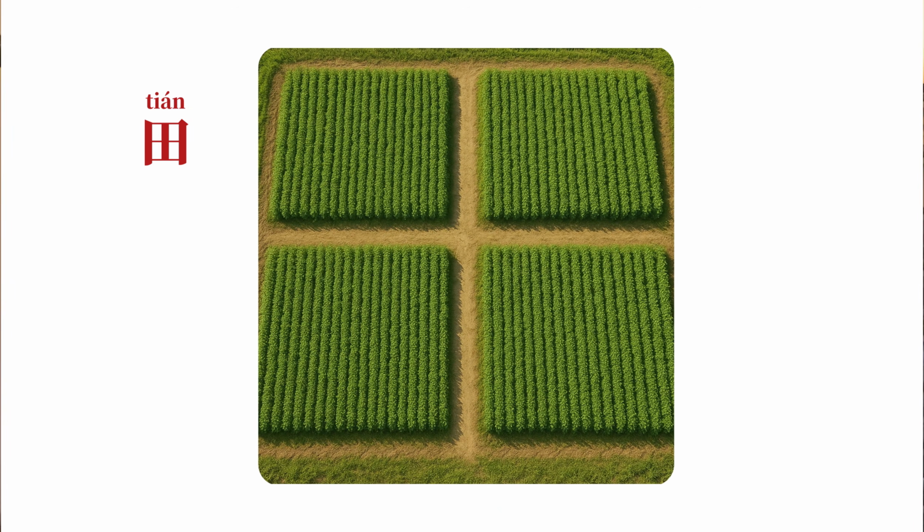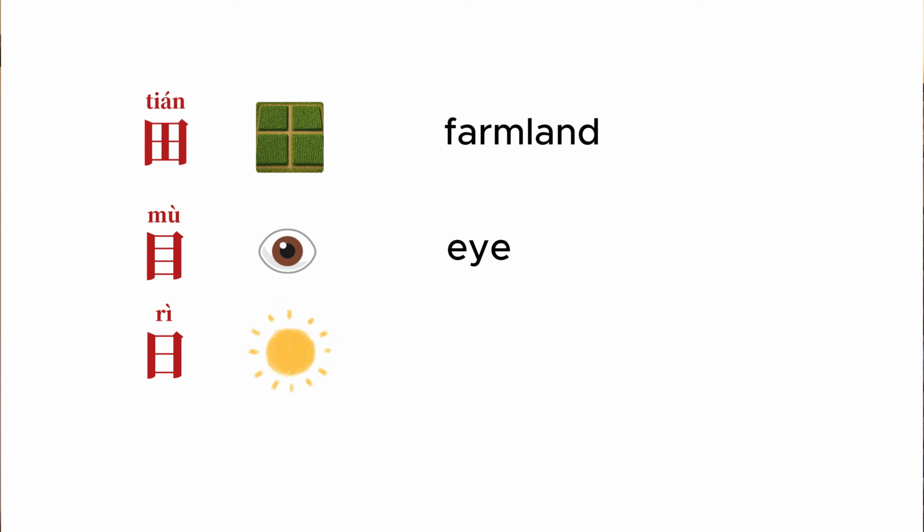Okay, next move to next group. Tian, it means field, farmland, and often symbolizes agriculture. Mu, it's a photograph of an eye. And by extension, it also refers to viewing, focus, or even items in a list. Ri, a circle with a mark inside to show brightness. It means sun and also day, date, or time.